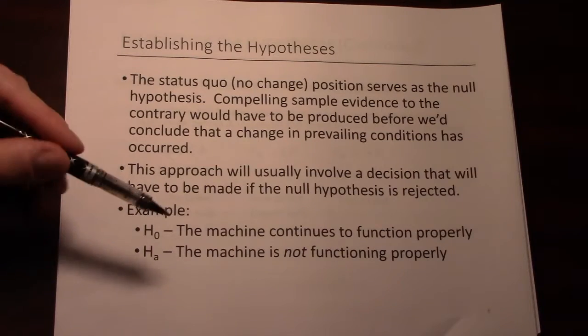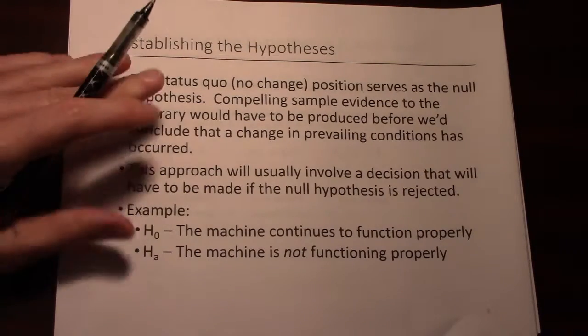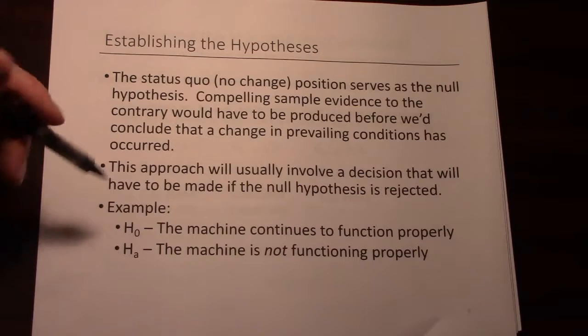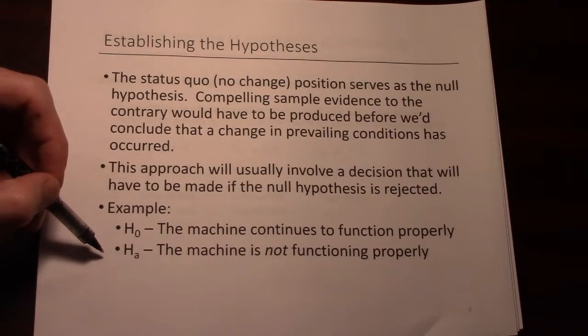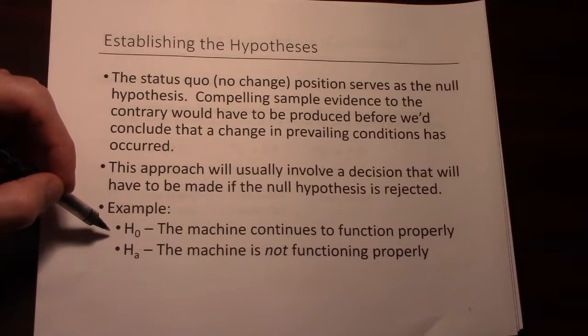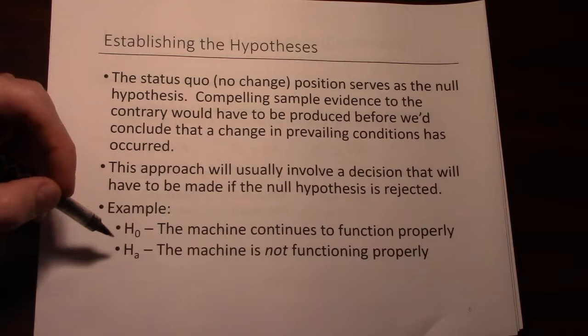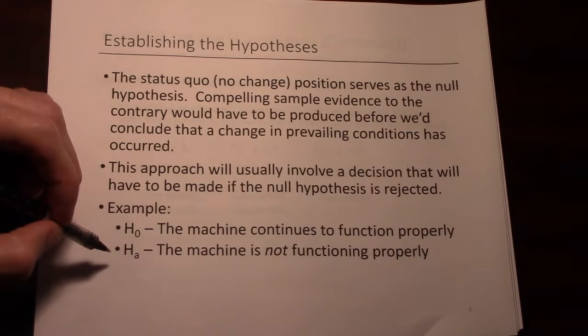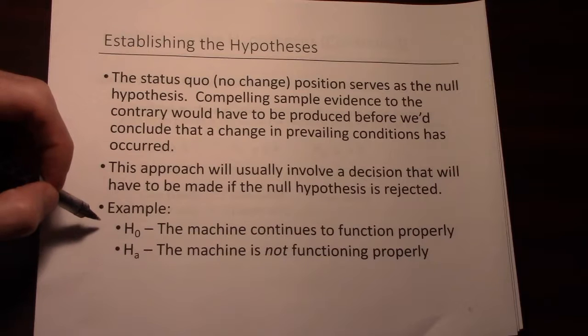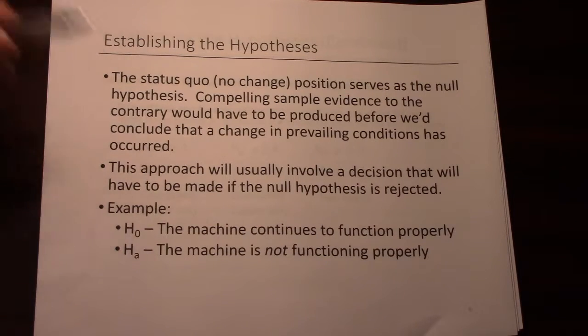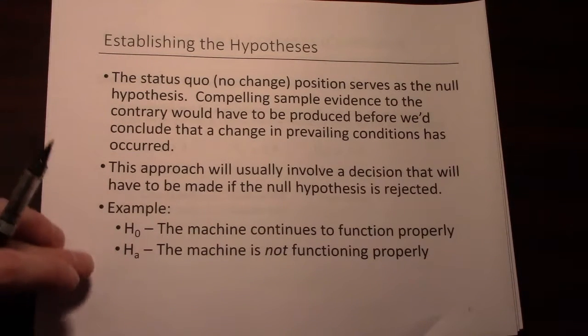For example, we might have a null hypothesis that a machine is functioning properly. Alternative, the machine is not functioning properly. So we're going to assume the machine is functioning properly. We're going to take some samples. If that comes out to be compelling, overwhelming evidence, something that would be unlikely to happen under the assumption that the machine is functioning properly, then we're going to reject the null, accept the alternative.